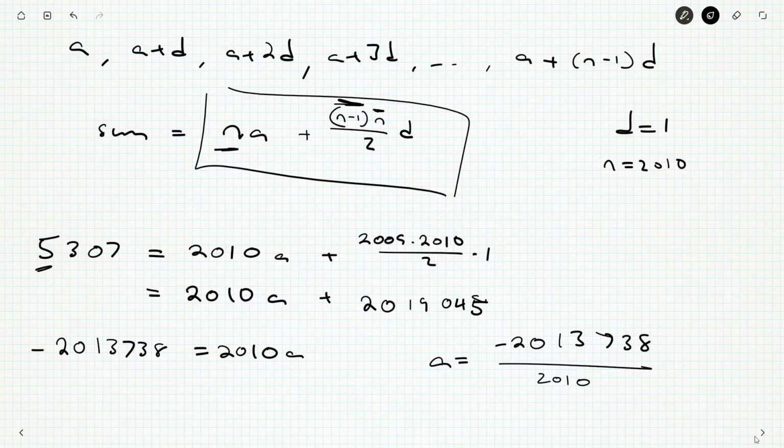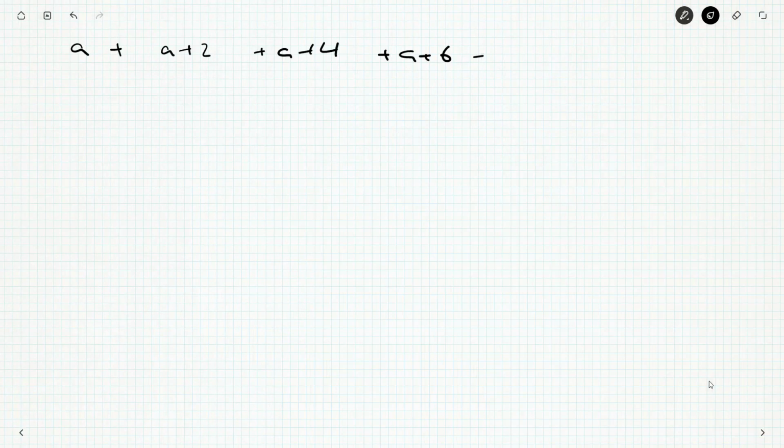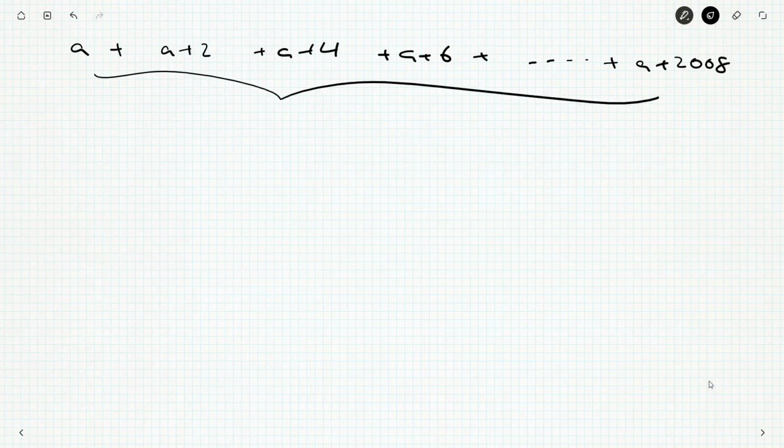But now let's think about our new terms, the sequence that I need to figure out. Okay, A plus 2, A plus 4. Well, this is an arithmetic sequence as well. How many terms? Well, it's every other term, so it's half as many terms, and that means it's going to be 1,005 terms. And what's the difference between each term? Well, it's not 1. We're skipping over things, so it's 2.